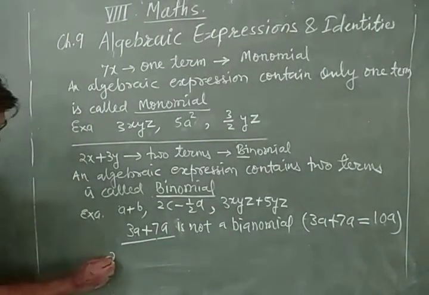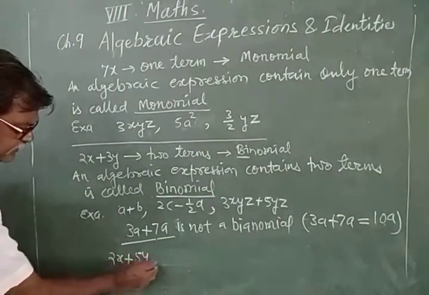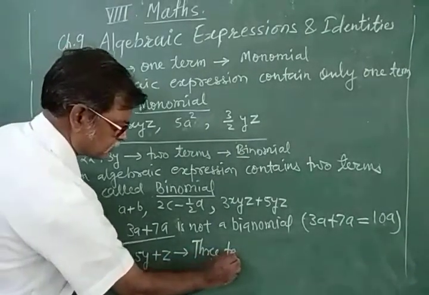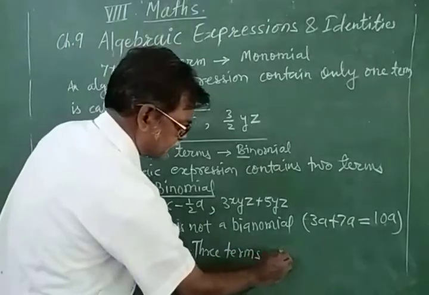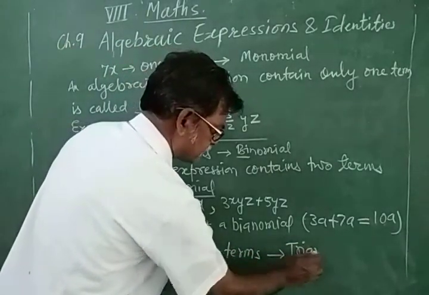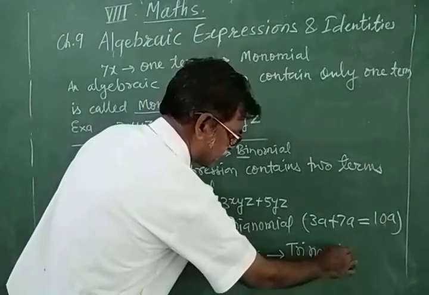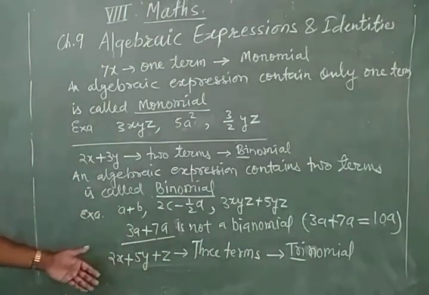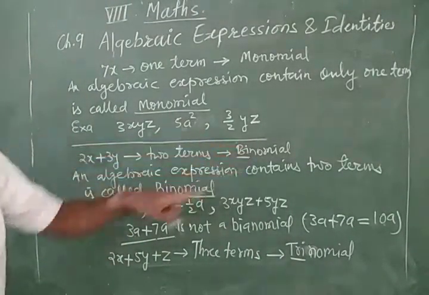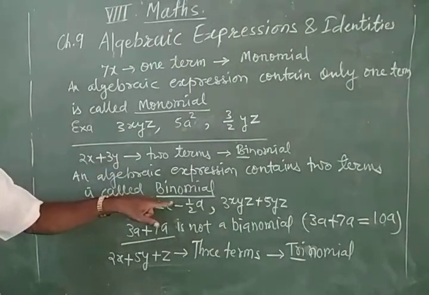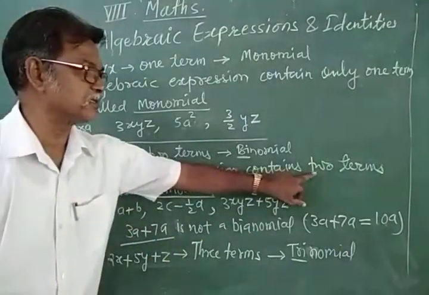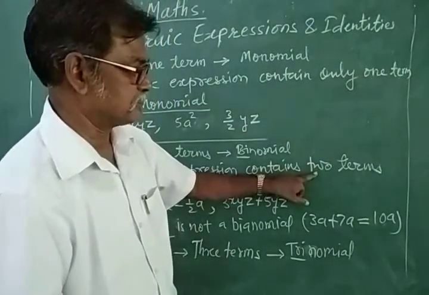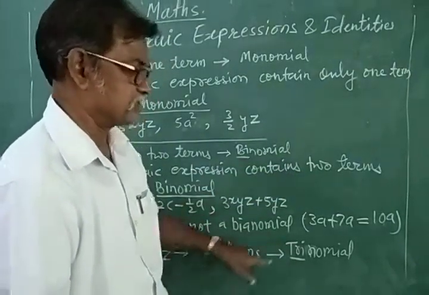If 3 terms, 2x plus 5y plus z, it is having 3 terms. So it is called trinomial. Tri means three. Definition you can write now. An algebraic expression contains 3 terms is called trinomial. In place of binomial, write trinomial, but in place of 2, write 3. If 1 term, monomial, 2 terms, binomial, 3 terms, trinomial.